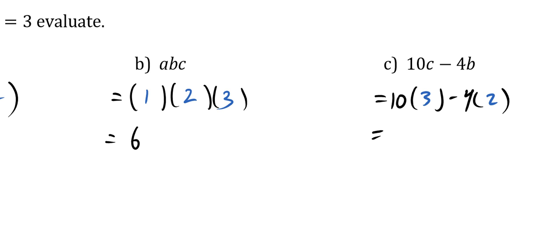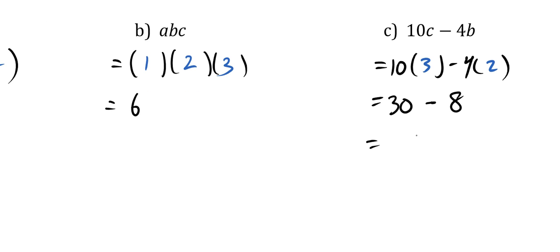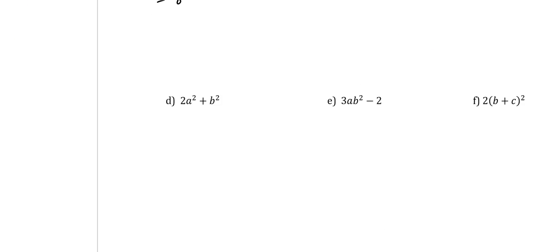Okay, so what do we do, multiply or subtract first? BEDMAS tells me I multiply first, so 10 times 3 is 30. 4 times 2 is 8. And how many people got 30 minus 8 is 22? Awesome. Okay, let's do a couple more.